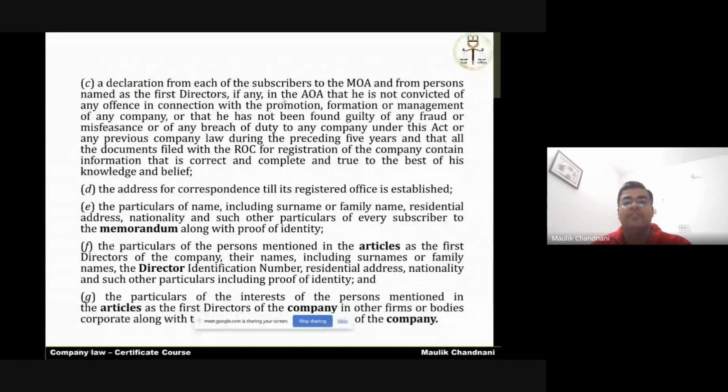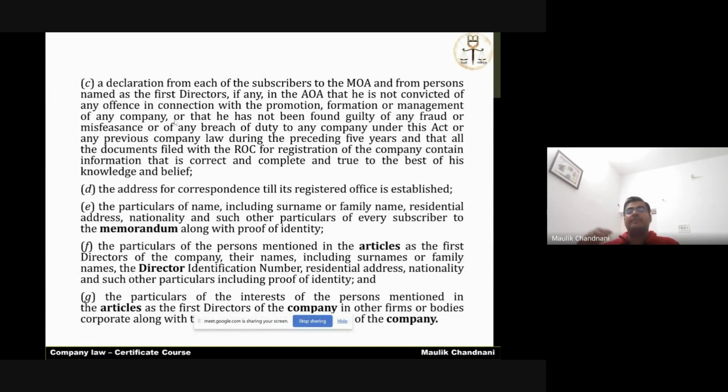Another declaration is needed from each of the subscribers. Who are the subscribers? Those 2 persons, those 7 persons. And from the persons named as first directors. You need to declare at the time of incorporation who will be your first directors soon after incorporation. That these persons, the subscribers, that is the initial members, and the first directors, are not convicted of any offense relating to the formation of a company earlier or the management of any previous company already in existence.